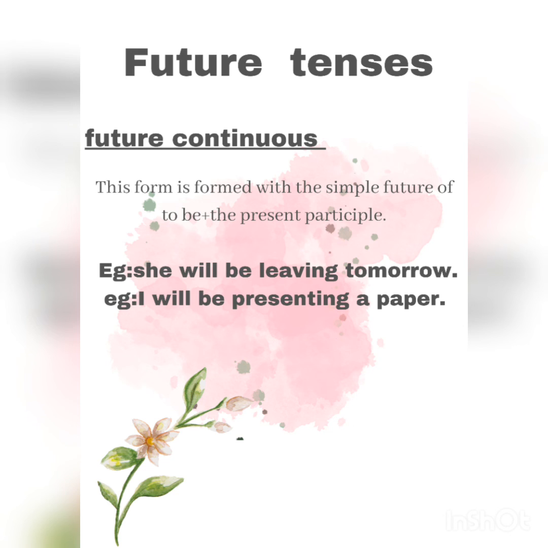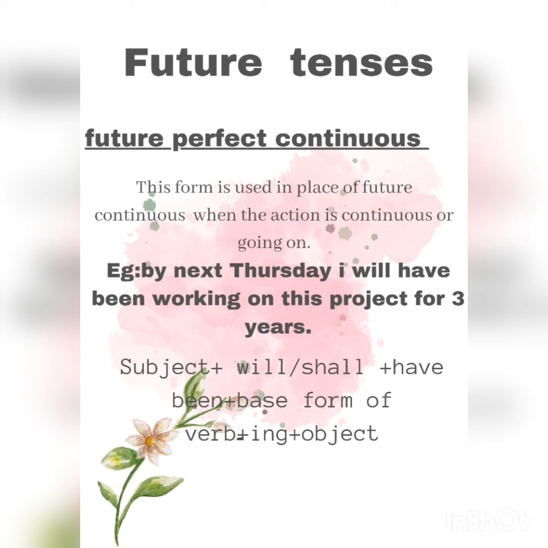Next one is future perfect continuous. This form is used in place of future continuous when the action is continuous or going on. The form of future perfect continuous is subject plus will or shall plus have been plus base form of verb plus ing plus object. For example, by next Tuesday, I will have been working on this project for 3 years.